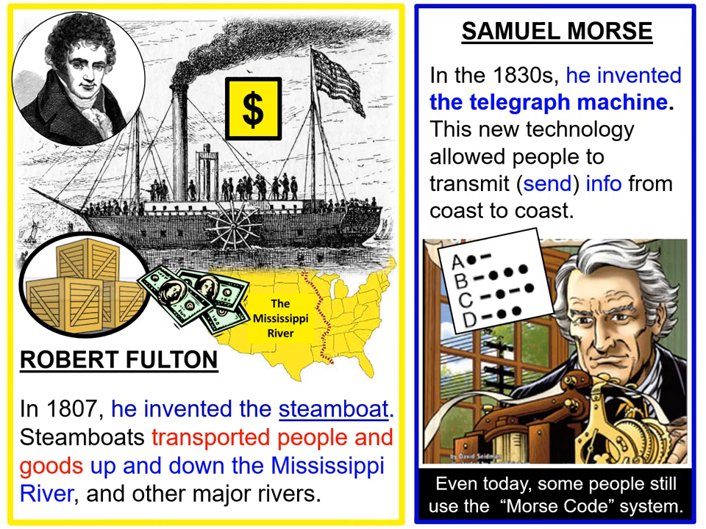So two very important people, Robert Fulton and Samuel Morse. Robert Fulton is the steamboat, Samuel Morse, the Morse code with the telegraph.